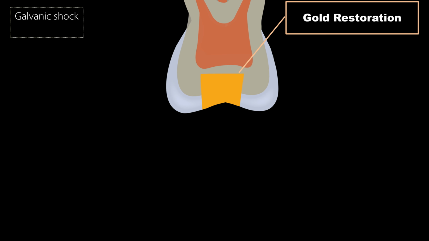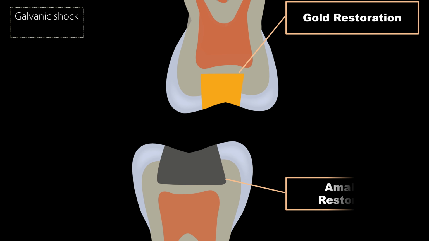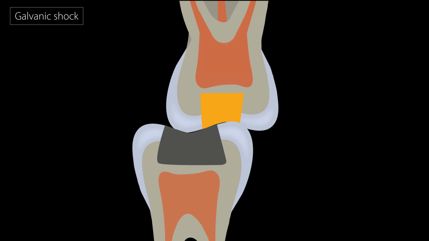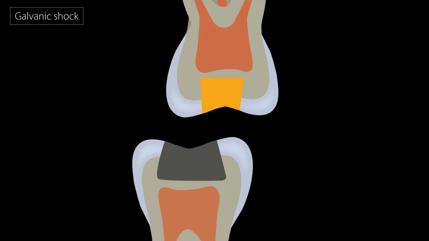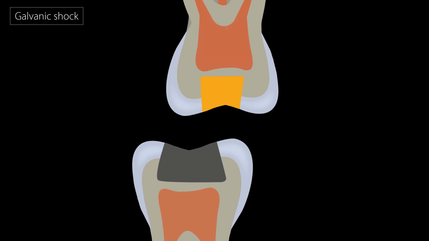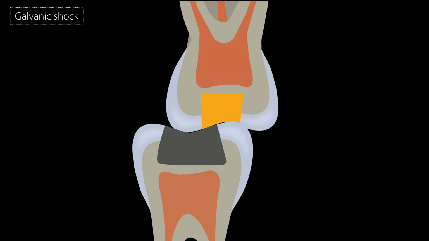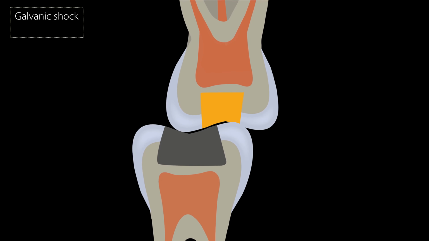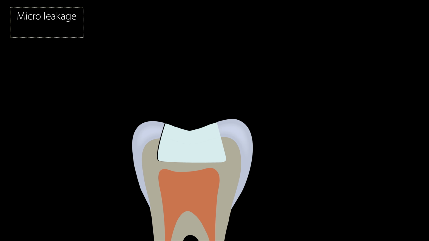Next comes the galvanic shock. Galvanic shock happens when there are dissimilar metals, for example a gold restoration and an amalgam restoration, that come in contact with each other while biting or chewing. There can be a flow of electrons from one restoration to the other. This flow of electrons is an electric current, and this can be felt by the patient as a sharp shooting pain. When this happens, the patient may get severe pain for a second or two. So in order to avoid that, we have to be very careful in protecting the dental pulp.